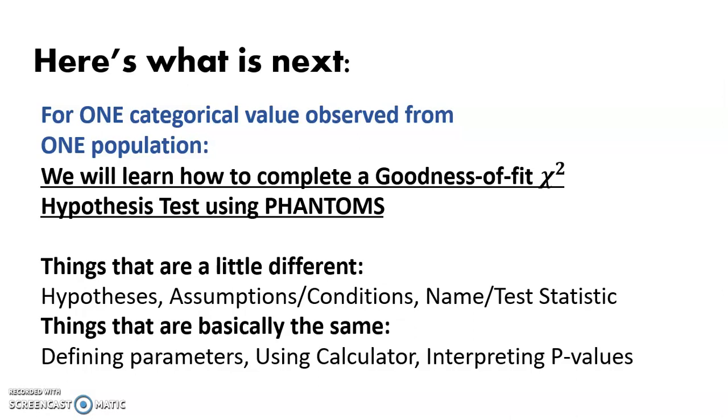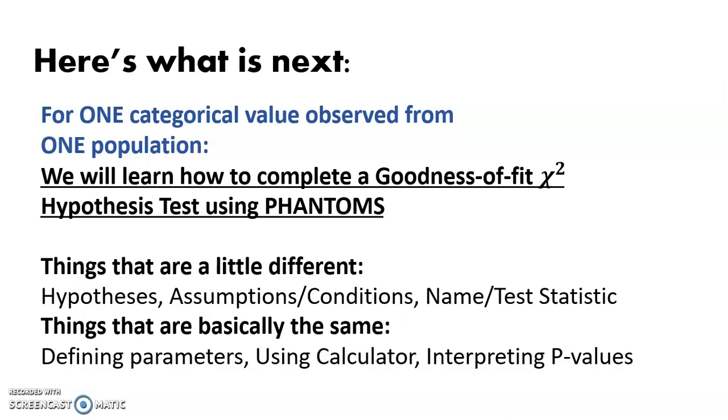Interpreting p-values is exactly the same. So you're going to be comparing your p-value from the calculator, or from that chi-squared CDF command, against alpha and saying, ooh, the p-value is less than alpha, so I reject the null hypothesis. Or the p-value is greater than alpha, so I fail to reject the null hypothesis. All of that is basically the same.